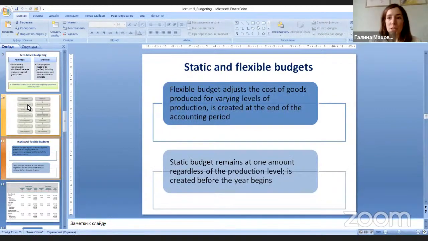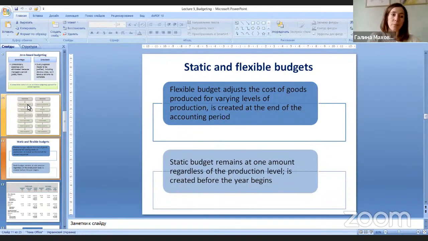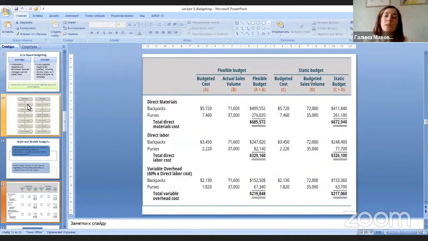The next types of budgets are static and flexible budgets. The main difference is that a static budget is a budget that we prepare at the beginning of the period, and in it we use a specified quantity of product. A flexible budget is one that we create at the end of the period, and here we use the real level of production or of sales. So we recalculate our budget according to the real quantity of products. Let's see it in an example.